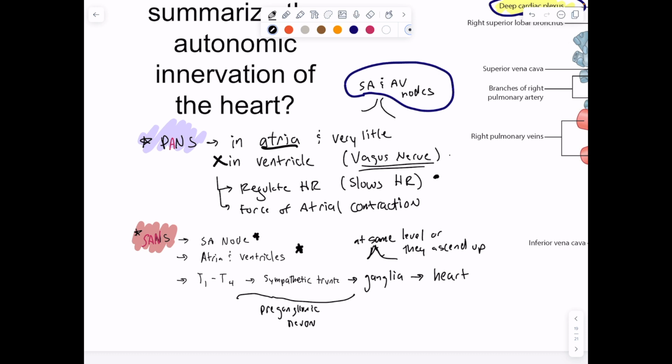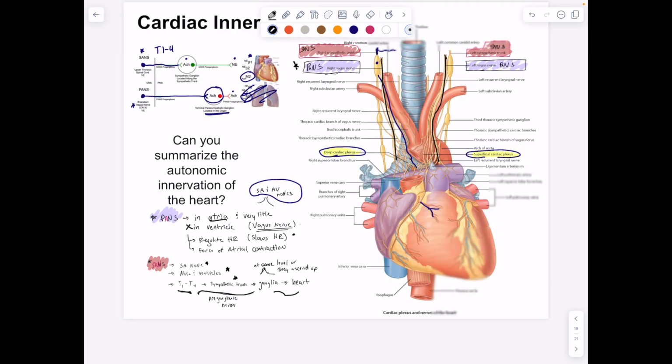It will also go to both the atria and the ventricles, and we already said the pathway: T1 through T4 is where it's coming from. It goes to the sympathetic trunk. It will either ascend to ganglia higher up, or it will synapse at a ganglia at the same level it started at, and then the postganglionic neuron is going to go from that ganglia directly to the heart, and it may go through the deep cardiac plexus or the superficial cardiac plexus. All right, so that's it, not too bad.